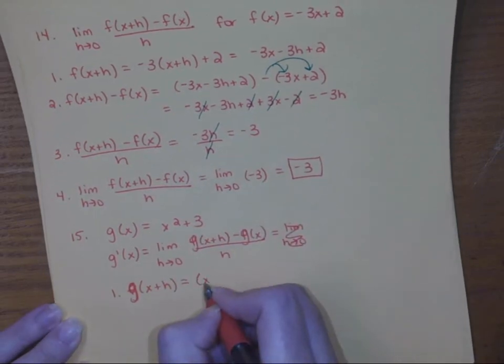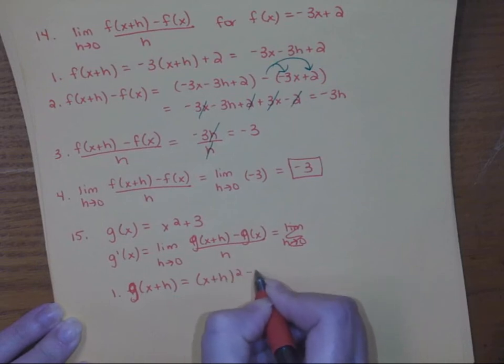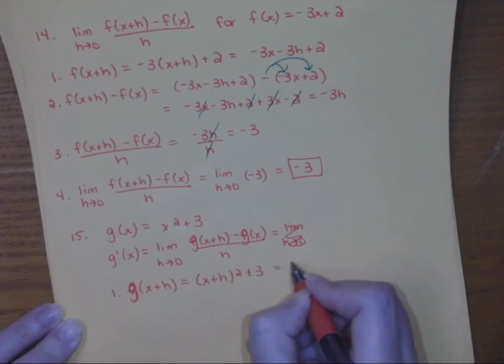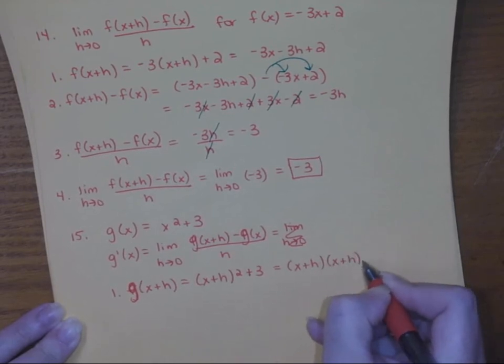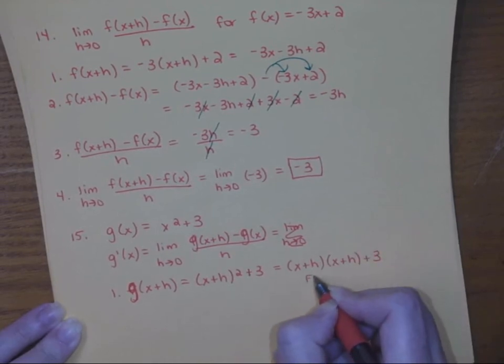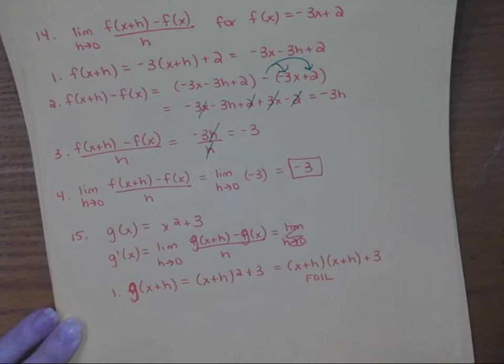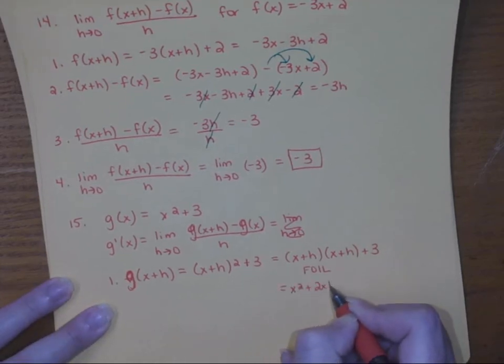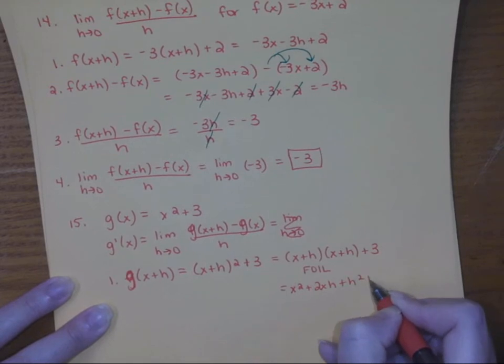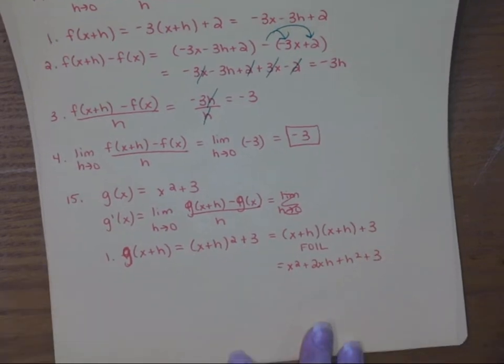So we're going to plug in x plus h. Okay, remember what I said before, don't just square both of those. You're not allowed to distribute a squared in that way. You have to use FOIL here. So this would be x squared plus 2xh plus h squared plus 3 if you use FOIL and you simplify.